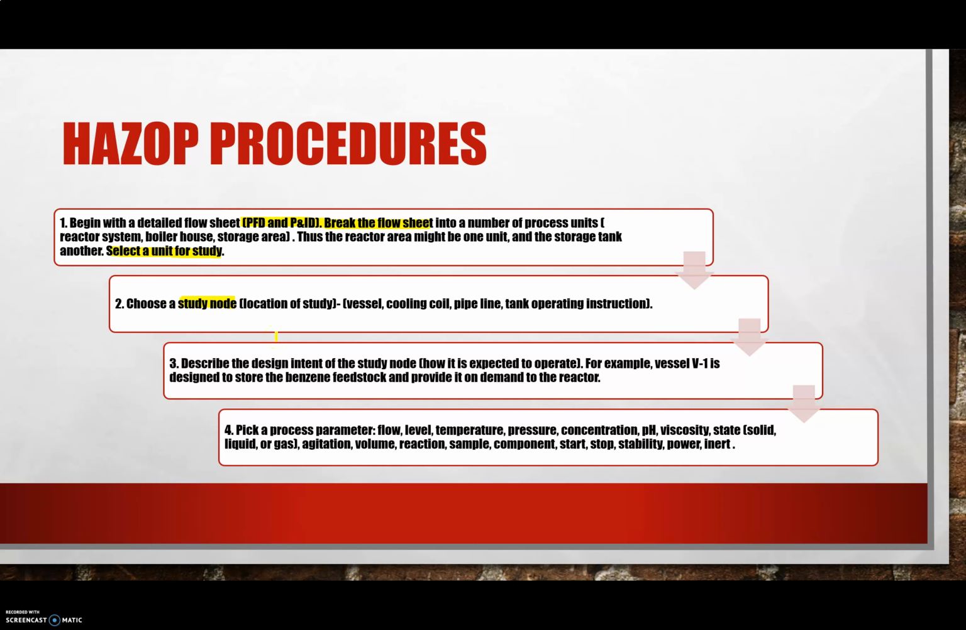What is a study node actually? A study node is a point or location in your unit, where you can start your HAZOP study. Choose a study node, the location of study. For example, in your pipeline as a unit, you can find which part of your pipeline will be your study node. So first you select a unit, then you choose a study node from that unit.